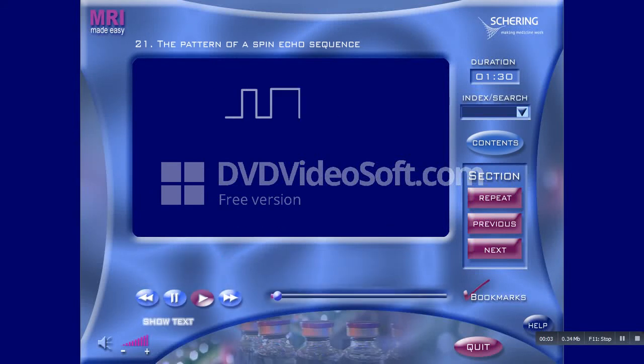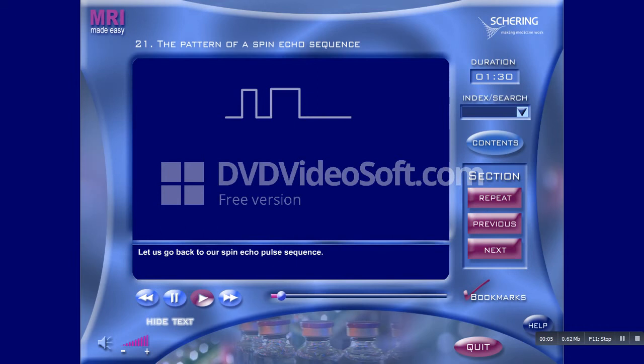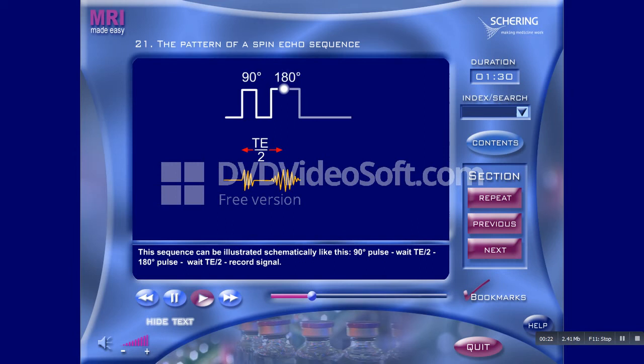Let us go back to our spin echo pulse sequence. This sequence can be illustrated schematically like this. 90-degree pulse, wait half of TE. 180-degree pulse, wait half of TE. Record signal.